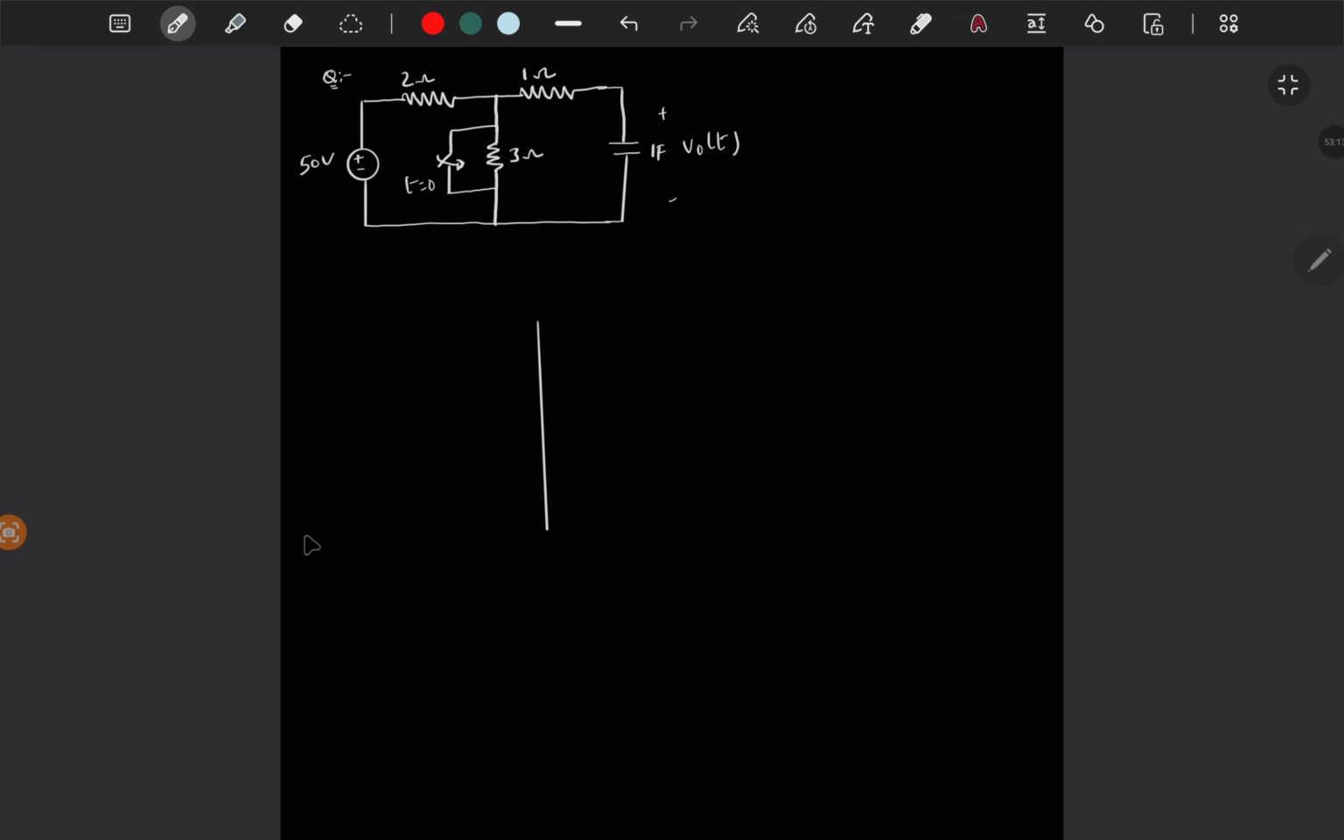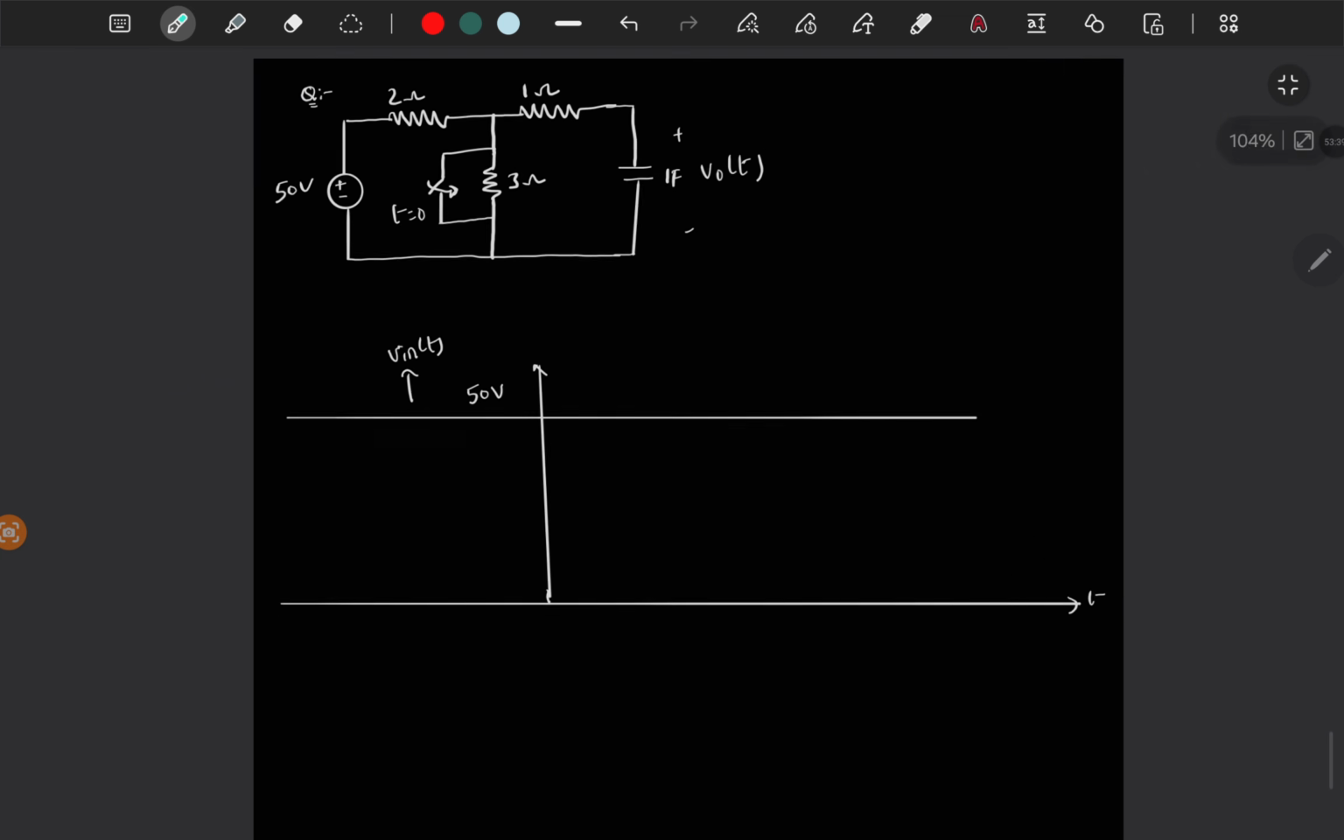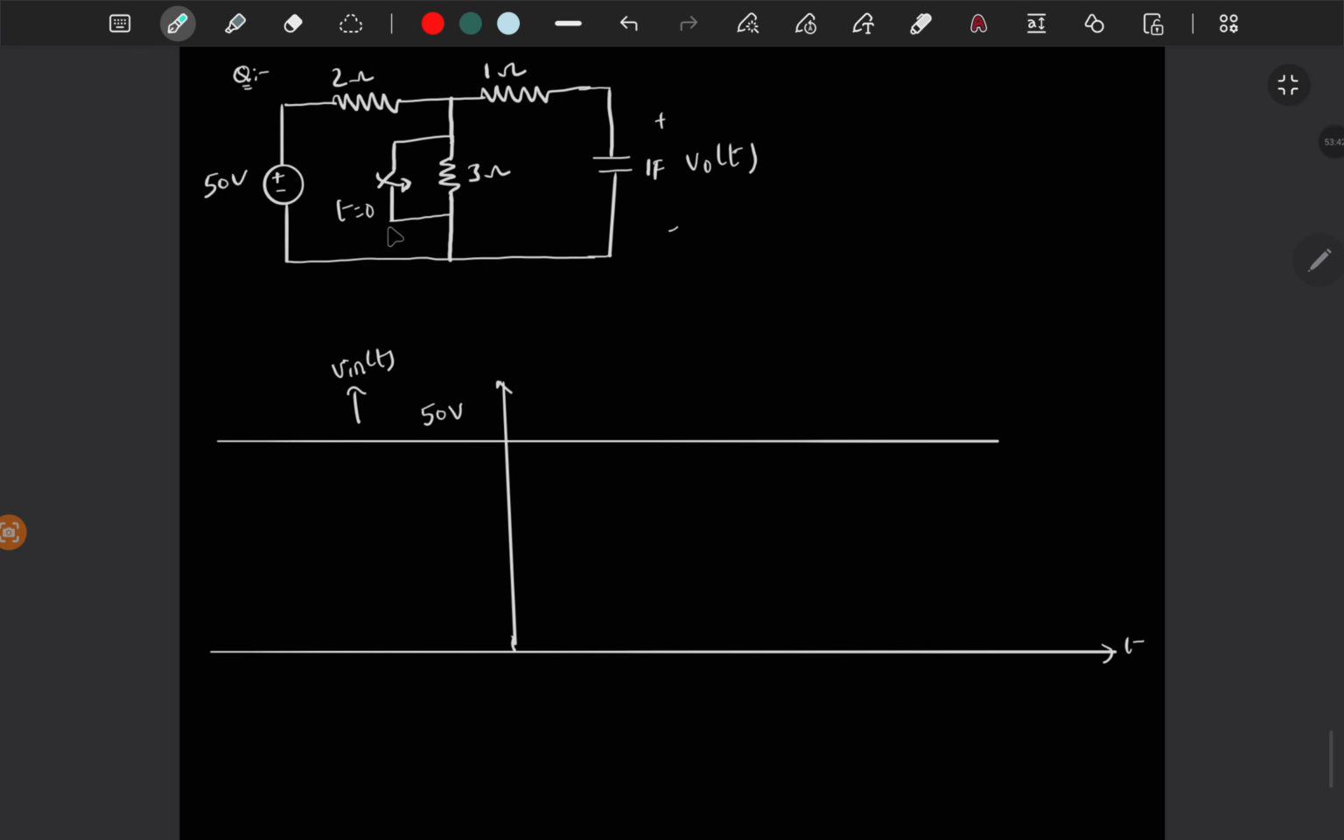So we have completely 50 volts across all time. So this is Vin of t, and if you want to draw V0 of t, then for t less than 0, see, the switch is closed at t equal to 0. Before that the switch is open. It means you have 3 ohms also, 3 ohms, 1 ohm and capacitor.